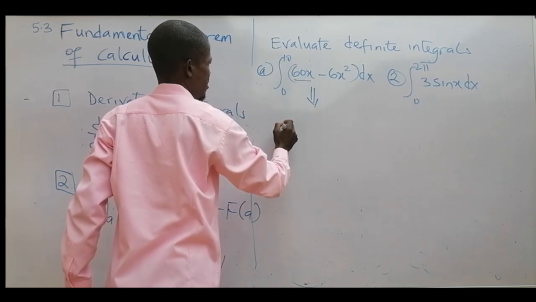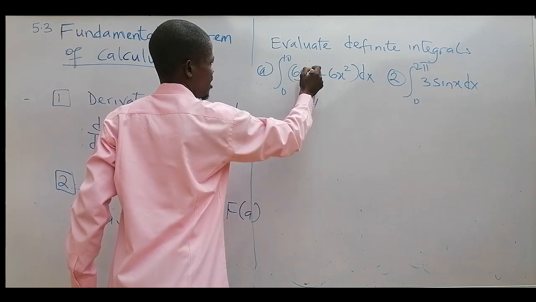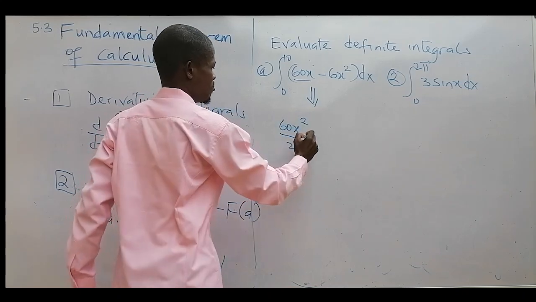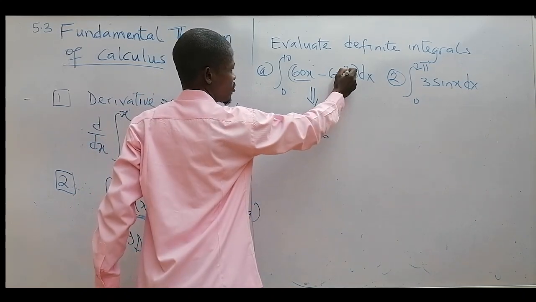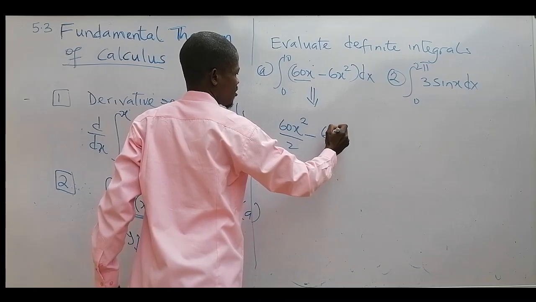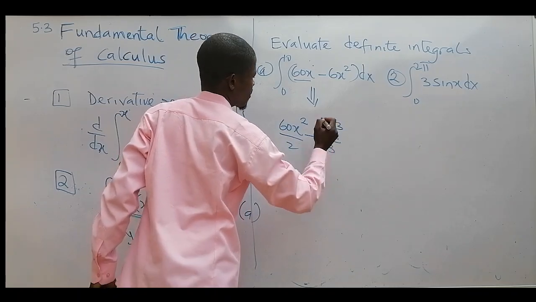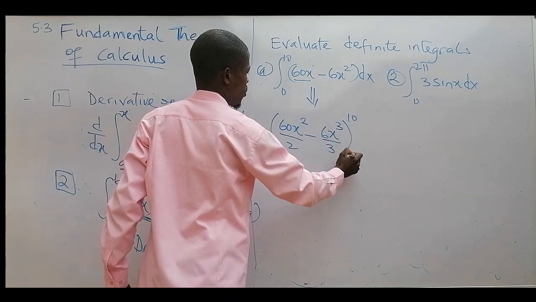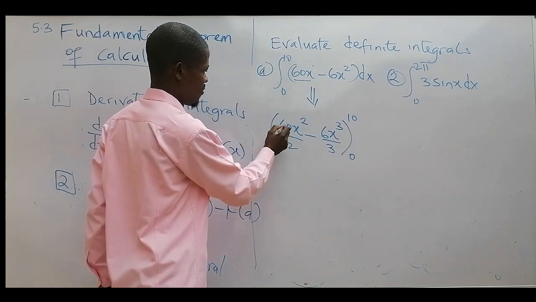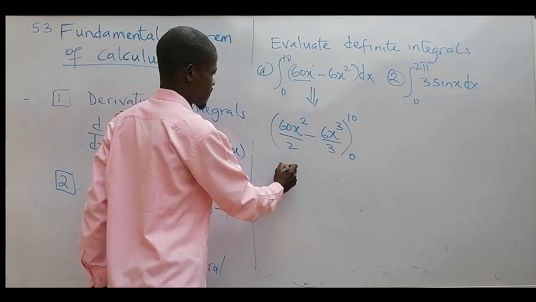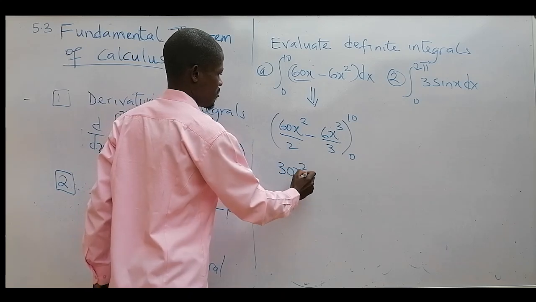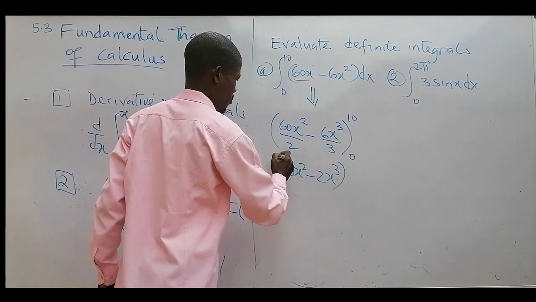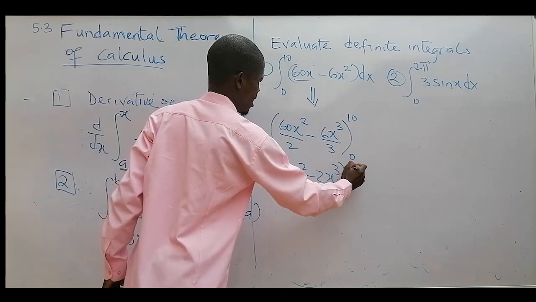Integrate this. That will be 60x to power 1 plus 1, that's x squared over 2. Then minus 6, x to power 2 plus 1, that's x cubed over 3. Then don't forget your upper and lower limits. So this will give you 30x squared minus 2x cubed. Indicate your upper and lower limit.